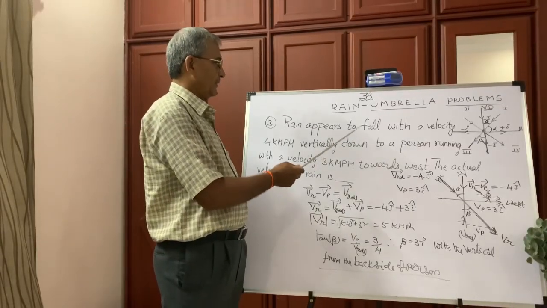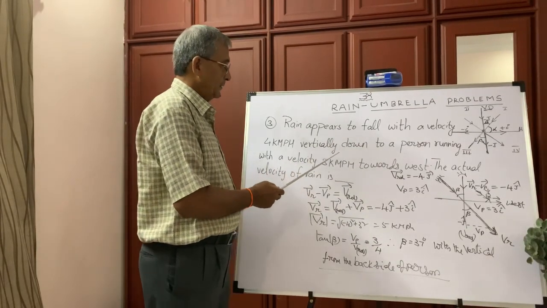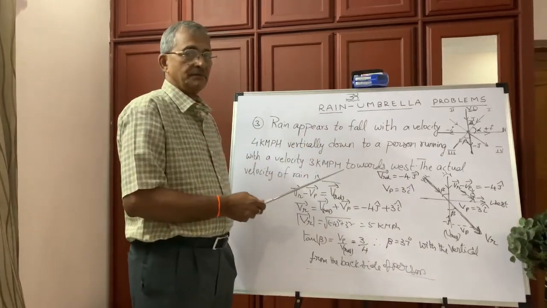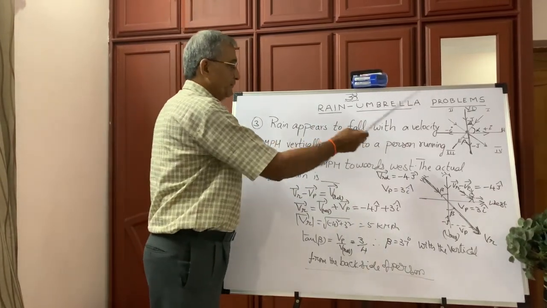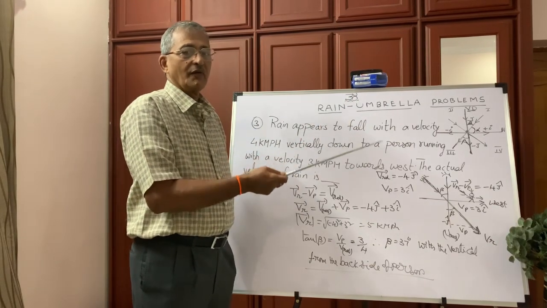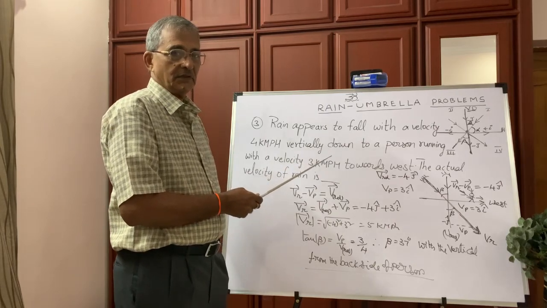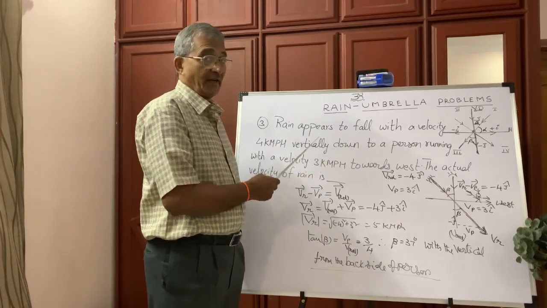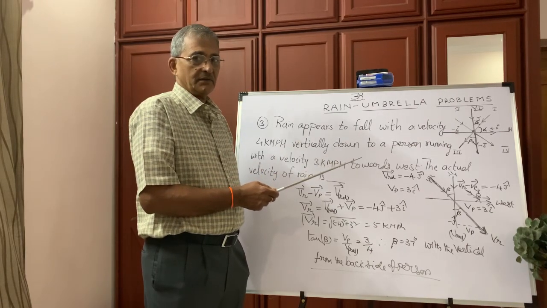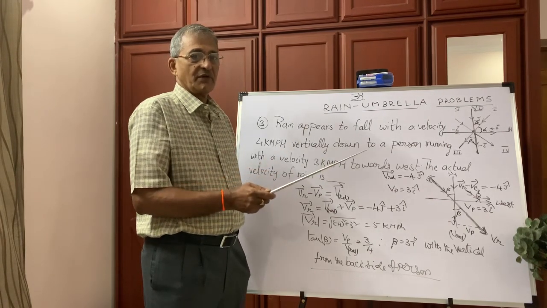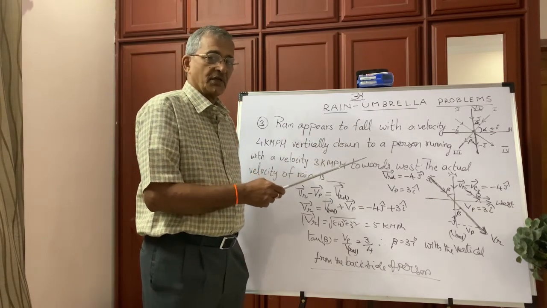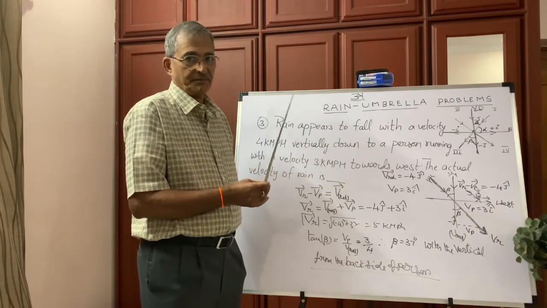In this example, you are given the relative velocity of rain and the velocity of the person. Now we have to find the actual velocity of rain. We are considering the real velocity of rain when observed by a person when he is at rest. And when the person is in motion, we consider it as the relative velocity.